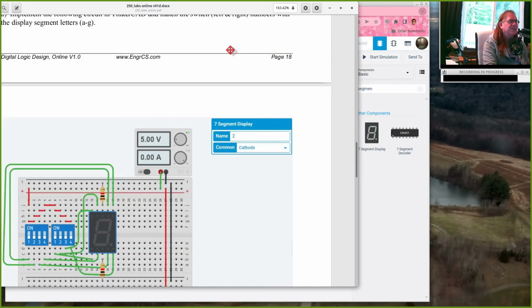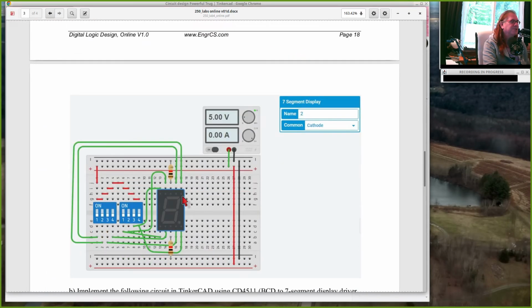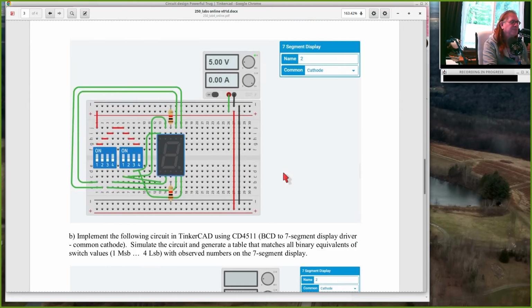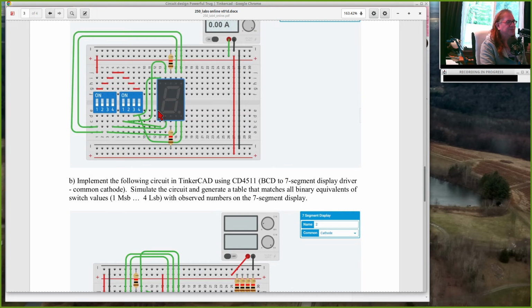So set it to common cathode, and then this wiring diagram should work, where the common line is connected to ground. So experiment 1, you just build this circuit and flip the switches and see what happens, and record your observations.